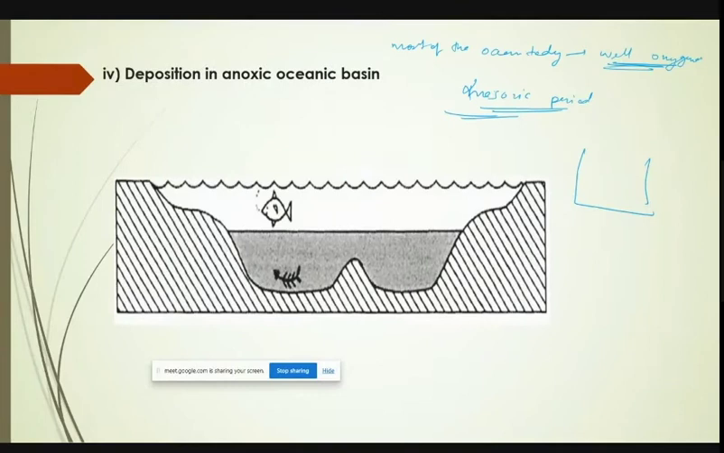Okay, so this is a simple figure. There is no process involved in this. It is an anoxic basin in which deposition is taking place, and whatever is getting deposited will be preserved because the ocean is anoxic.